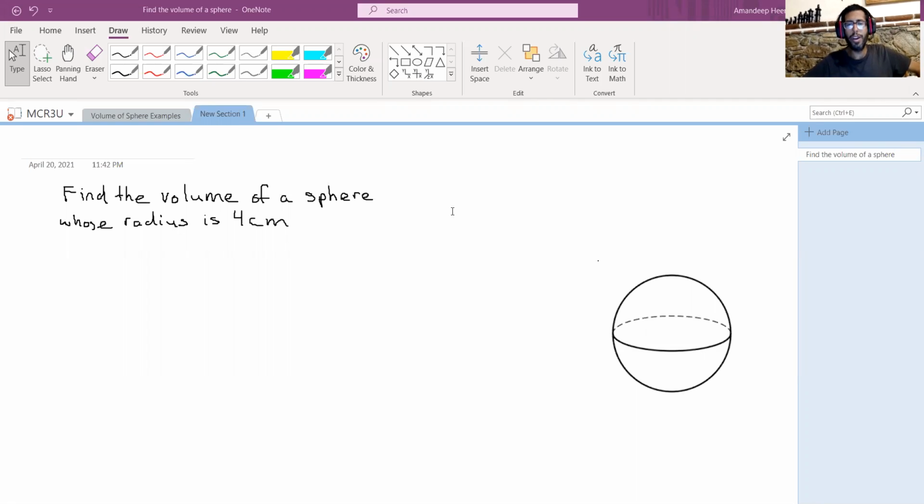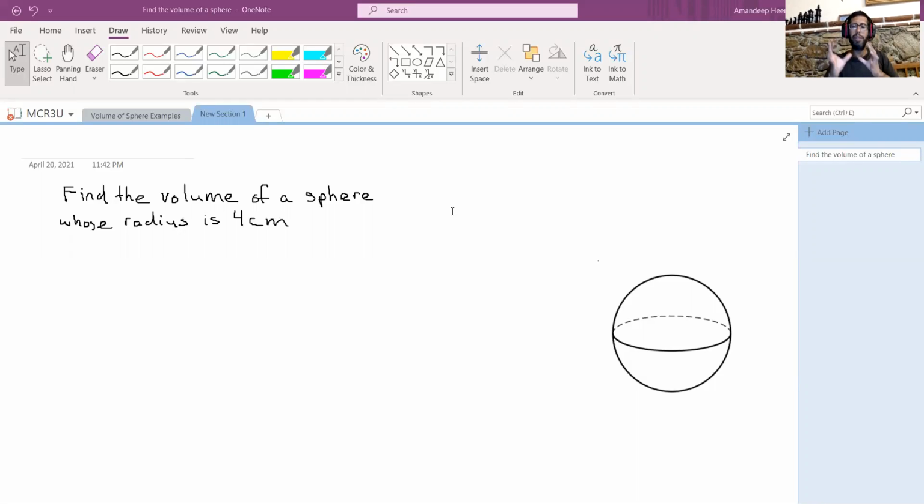And in this video, I'm going to give you an example on how to find the volume of a sphere. Now, what is a sphere? A sphere is a three-dimensional object that looks like a ball. And what is so special about it is that the distance from the center to any point on the surface of the sphere is always the same.